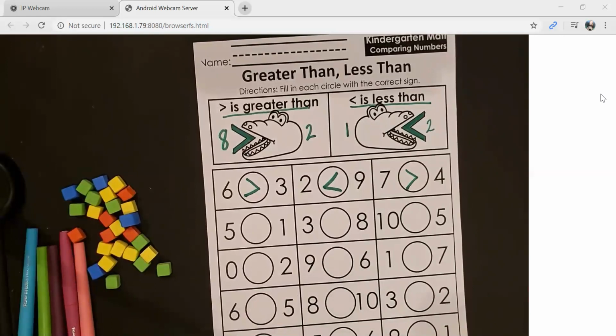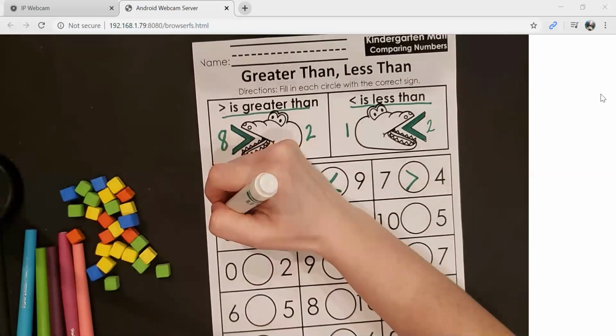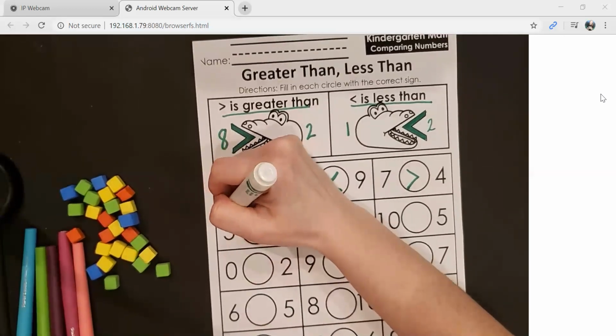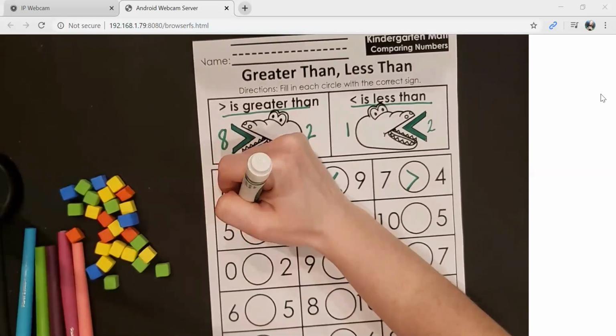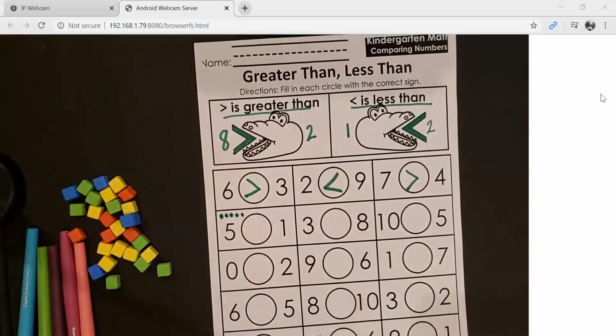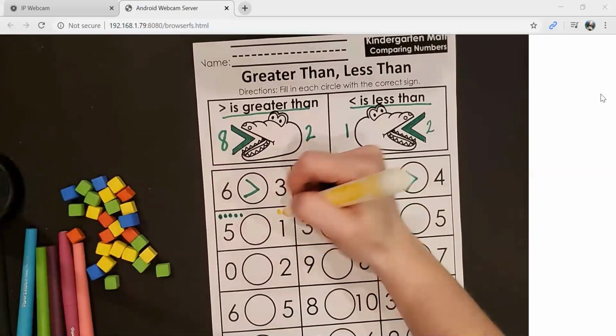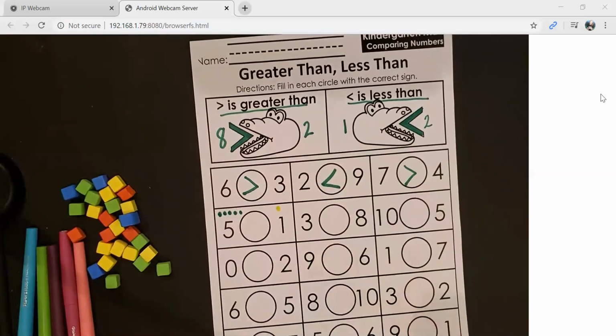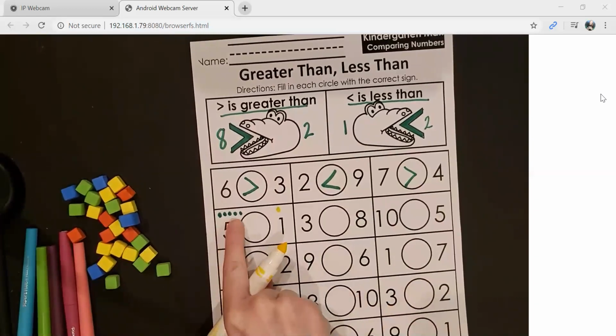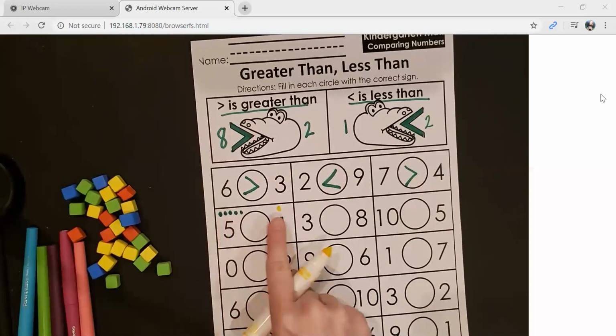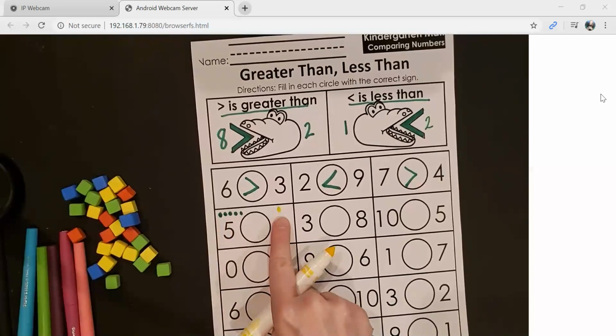So I'll show 5 green dots, 1, 2, 3, 4, 5, and 1 yellow dot, and my eyes automatically see that there are more green than there are yellow.